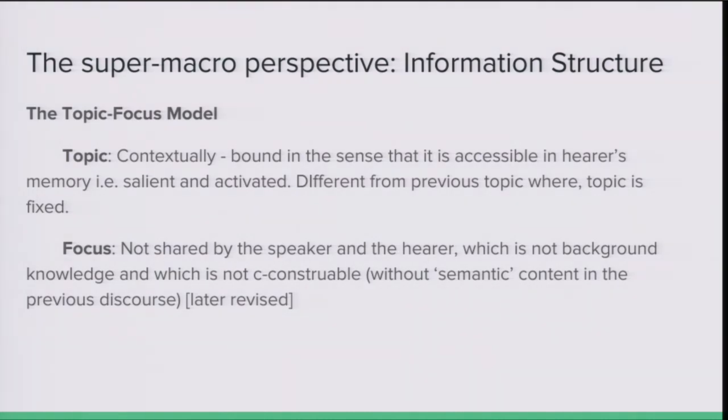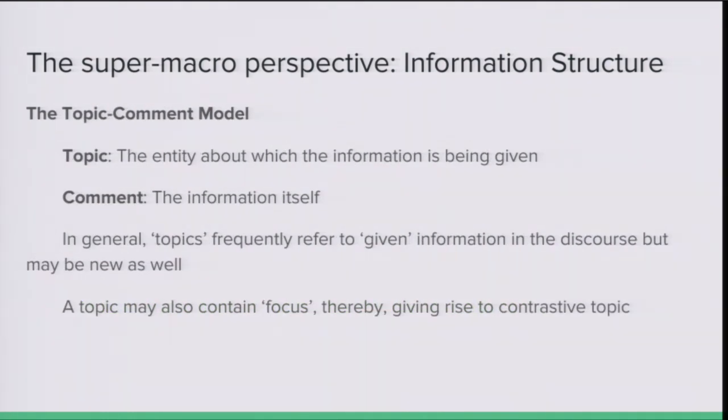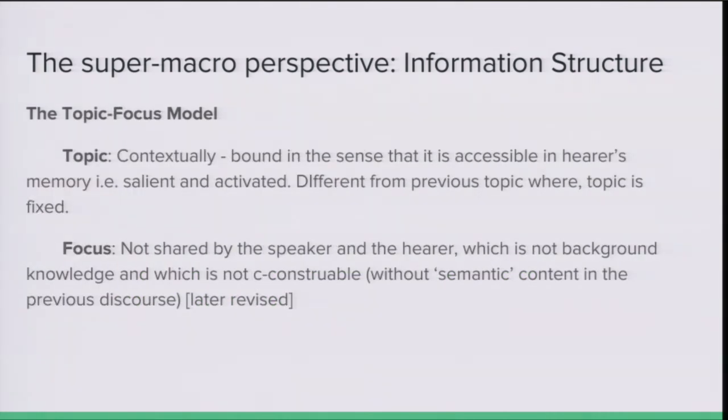So this is the important thing, that it's accessible in hearer's memory in the sense that it is salient. It's right there in the front of what you're doing and it's activated, so you can use that. This is more precise than the previous new and given thing because it doesn't really define what you mean by new. But this says that in your immediate memory, whatever is activated, that's topic. You may have heard something about something and you may have forgotten about that, right? That doesn't form part of your topic.